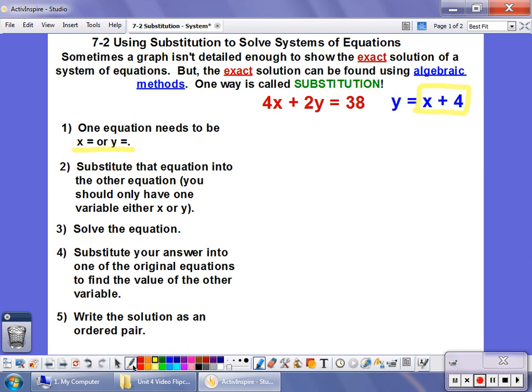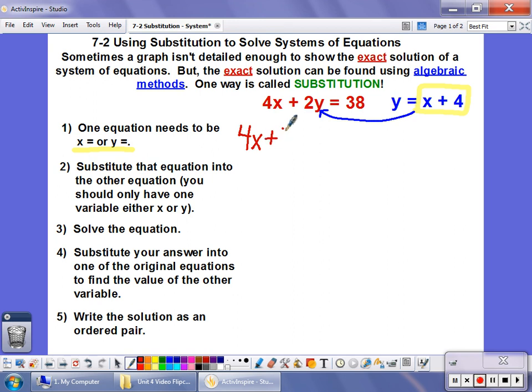And when we look at this problem, we can see that we already have y equals x plus 4. What we're going to do is take this value for y and plug it into the other equation. By doing this, we will get rid of one of our variables and be able to solve the equation and find out exactly what value we have for x and y.